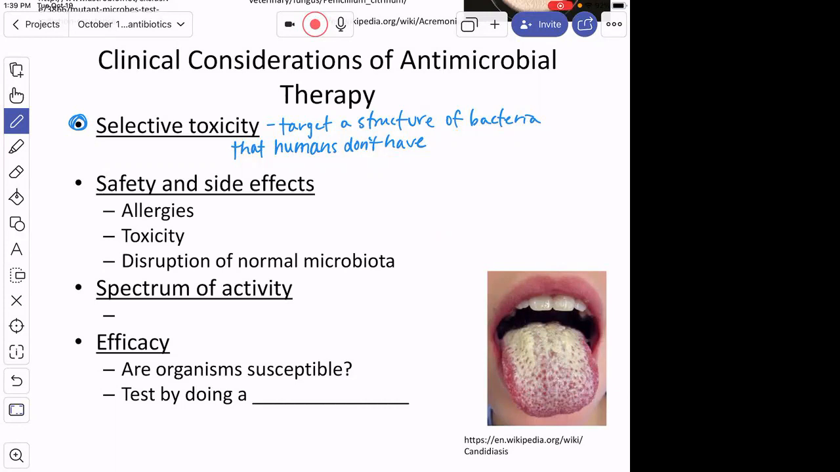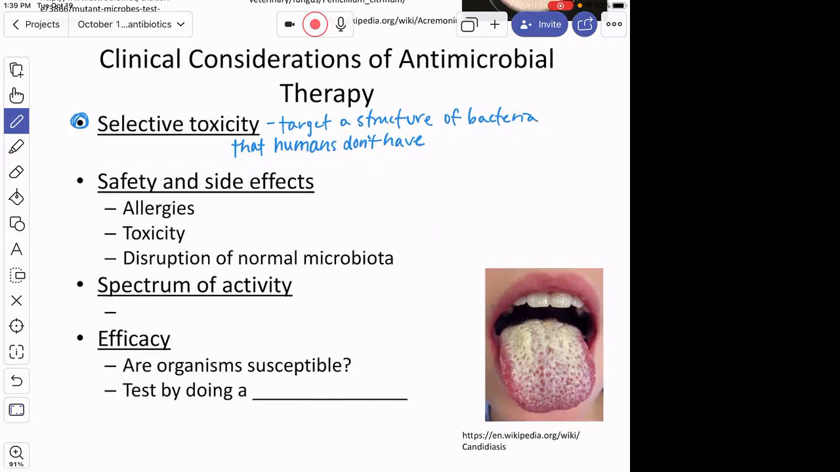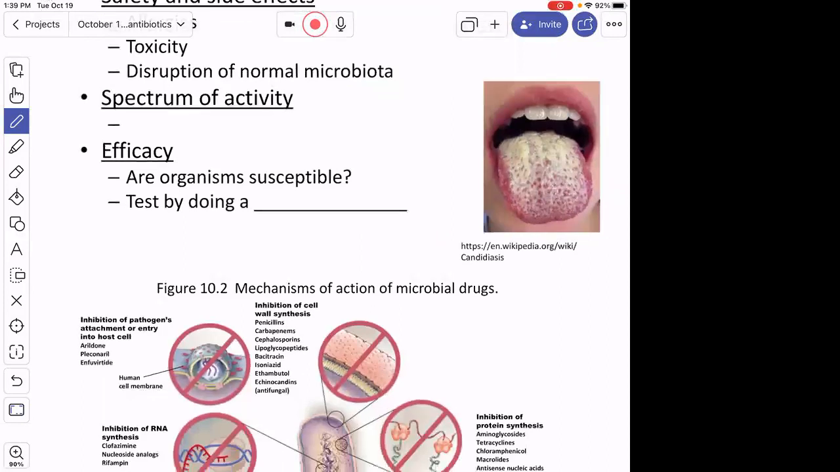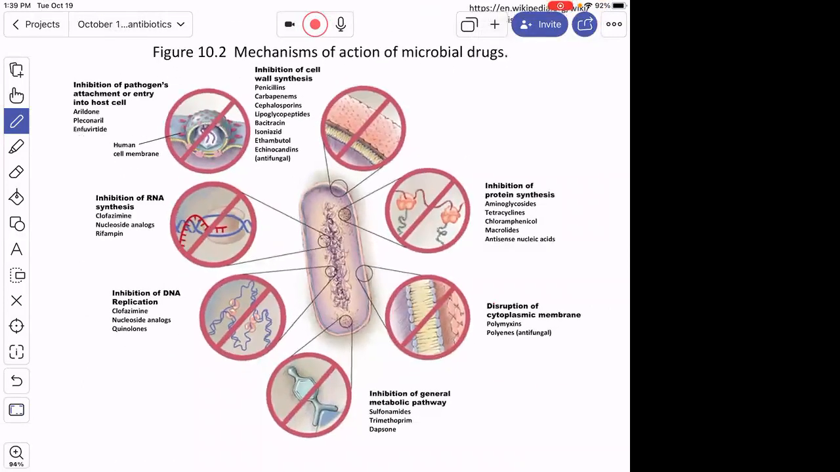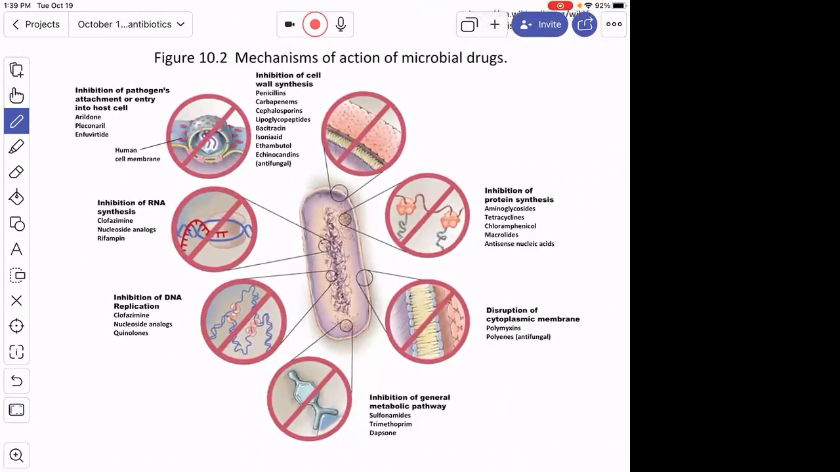All right, so when we think about some of the common targets, I'll come back to this slide in a second. Here's a figure from your book talking about mechanisms of action of antimicrobial drugs. Okay, so we're going to talk about some examples of all of these mechanisms of action, except this one we're not going to worry about. That's more for viruses, and we're not going to worry about that right now.